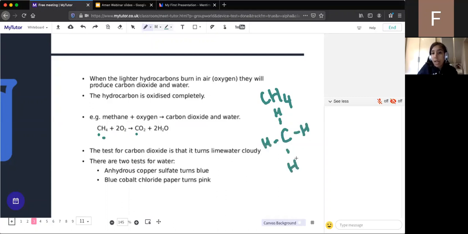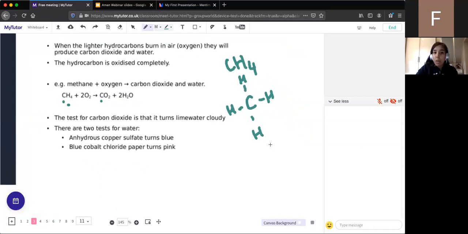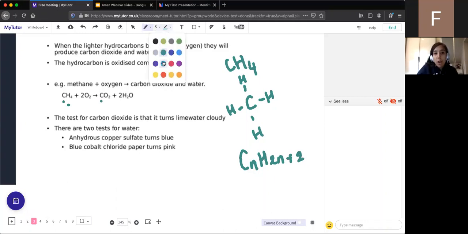And we can't have any more bonds there because carbon has 4 electrons in its outer shell, which means it can share 1 electron with every hydrogen atom. So it's essentially a saturated molecule. Nothing else can be added on. It's completely full if you want. So that's an alkane. And the general formula for alkanes that we went through on Monday is CnH2n+2.